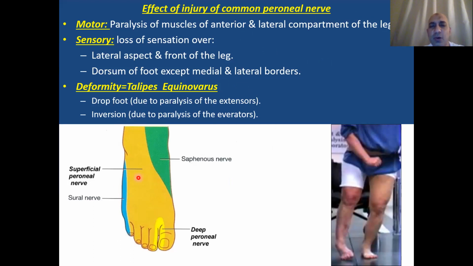Except these 2 areas, the skin of the anterolateral aspect of the leg and most of the dorsum of the foot is lost. Deformity is called talipes equinovarus. Talipes means the talus, equino means the horse. Varus, displacement of the distal segment medially. So it is called talipes equinovarus. Also, we can consider drop foot. Drop foot is caused by sciatic nerve injury and also by common peroneal nerve injury.